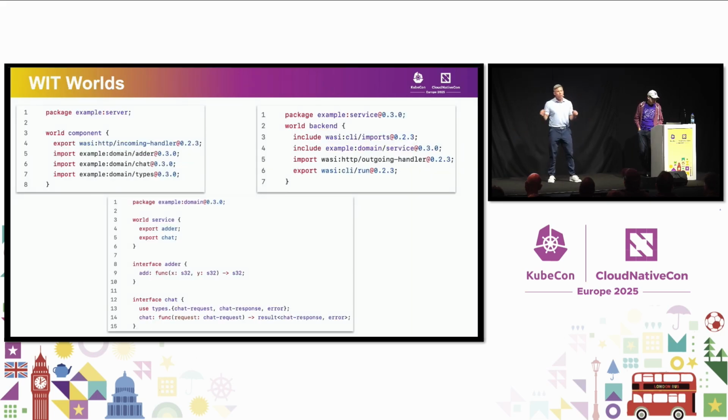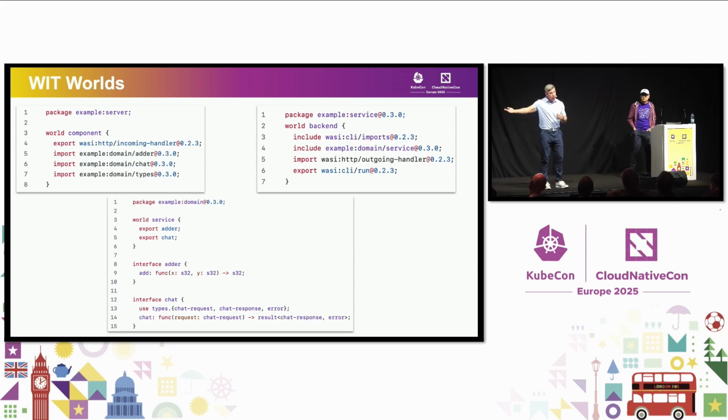All right, so here are WIT worlds. You'll see example.service and example.server. Example.server is our HTTP front end. The world exports an incoming HTTP handler, but it imports adder, chat, and the domain types that are described.